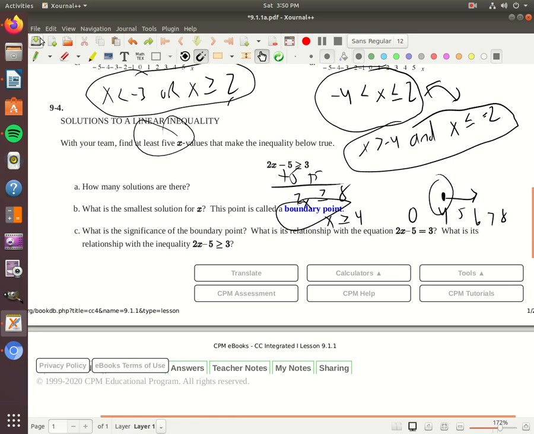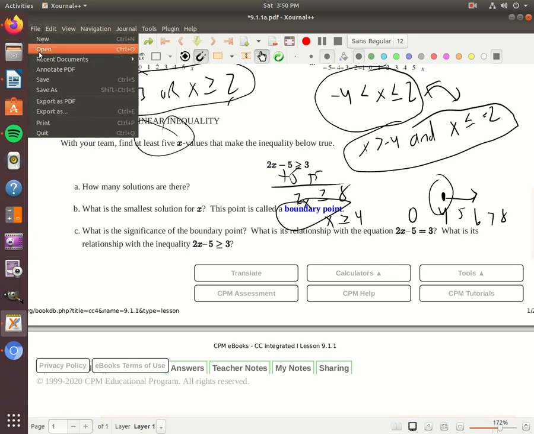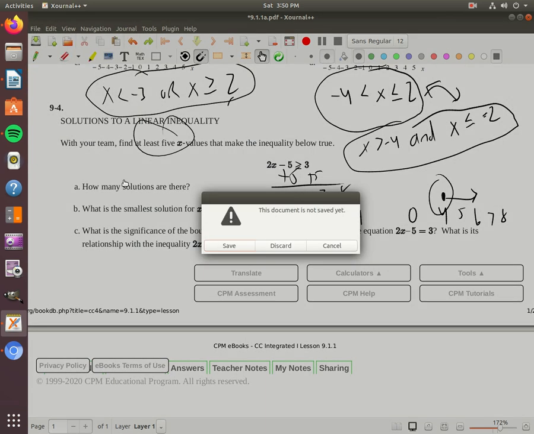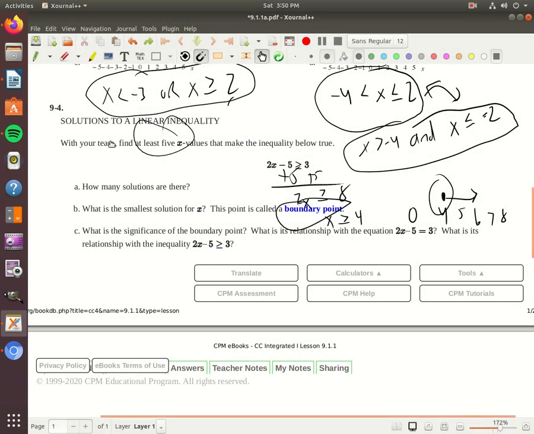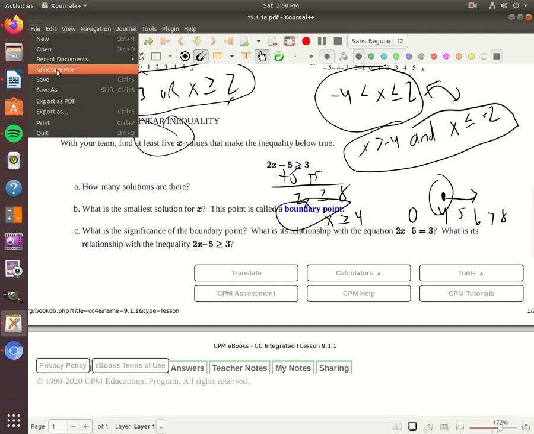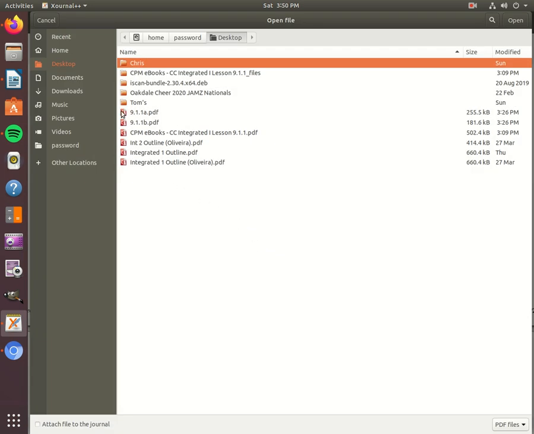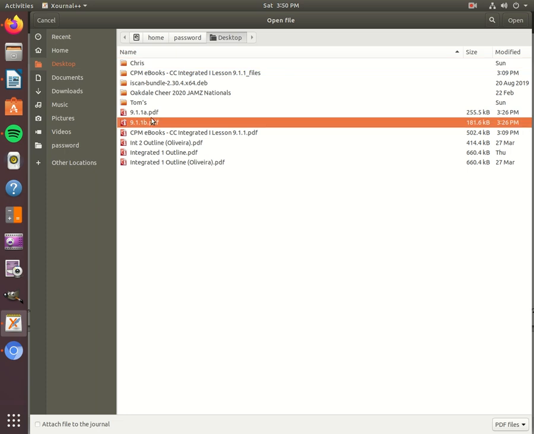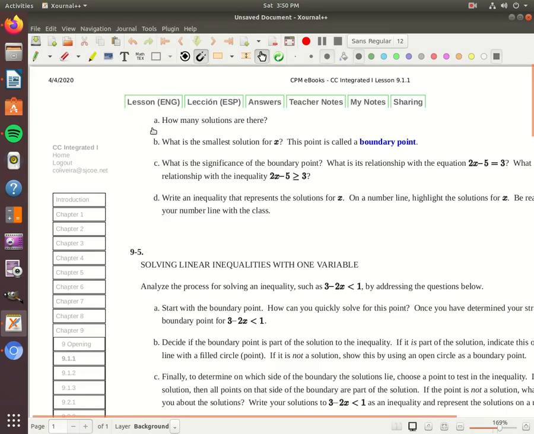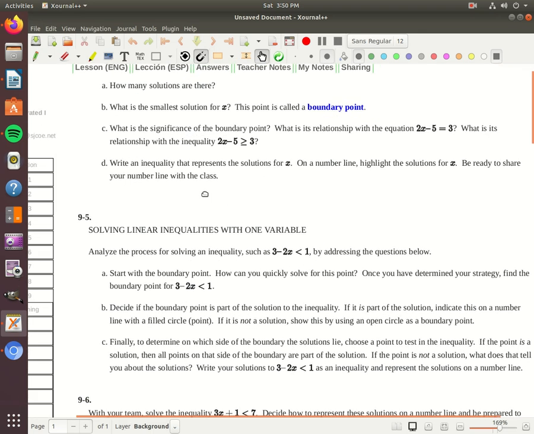All right, so at this point, I will get the rest of this in here. Annotate PDF. No, I don't want that. I want to cancel that. I'll discard that. We will get the PDF here. This is the one I want. Okay, so we sort of left off here.